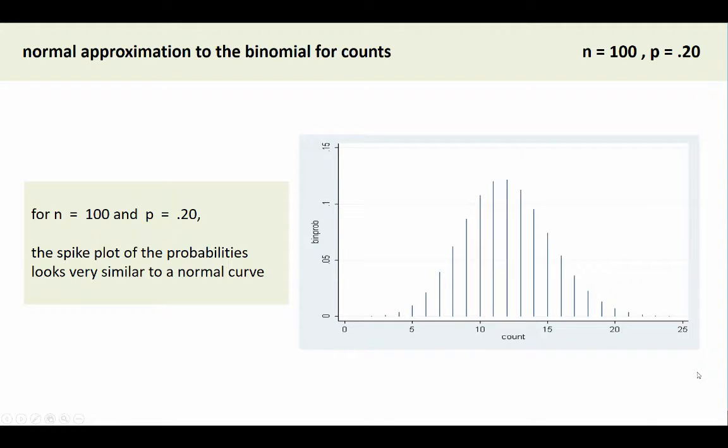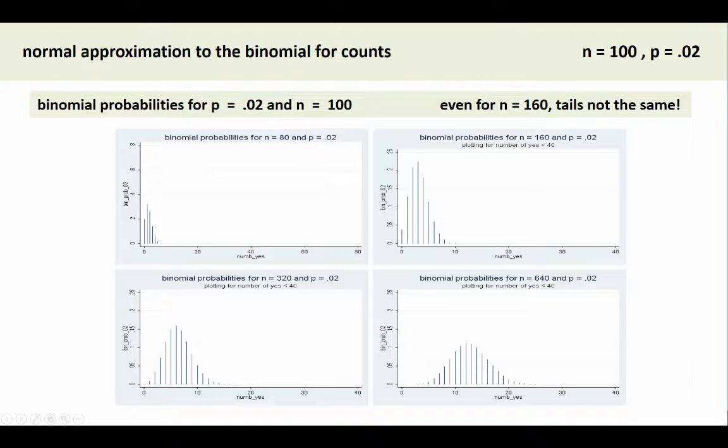Here's a typical example. This is a normal approximation distribution for counts with an n of 100 and a population proportion p of 0.20. So this spike plot of the probabilities really does look similar to a normal curve, and we're going to have a contrast to that. We're going to keep the sample size 100, but now we're going to look at a fairly rare success, or yes, a proportion of 0.02 instead of 0.20.